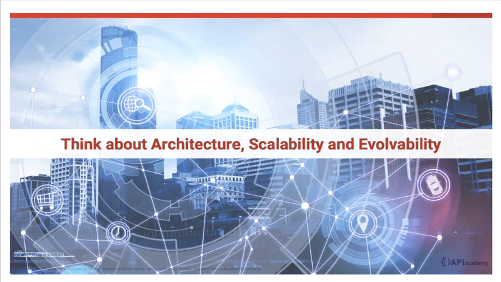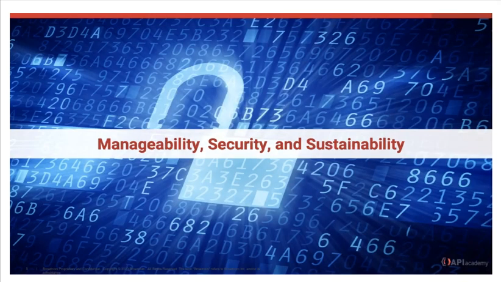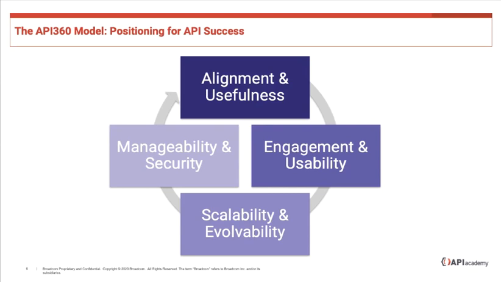An organization's ability to be agile and address the constant change of the digital economy will determine which API programs are successful and which are not over time. Last but not least, there is an operational category of manageability, security, and sustainability. Make sure that you have the right API management in place so you can understand what is happening with your APIs.